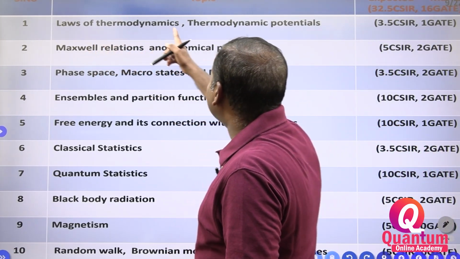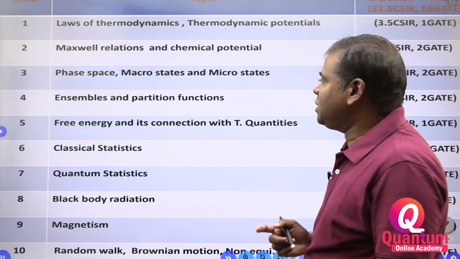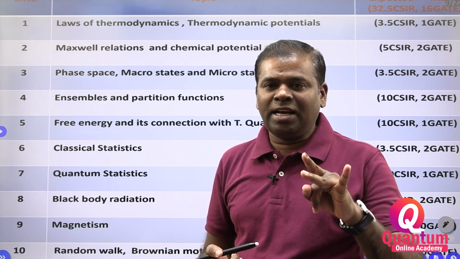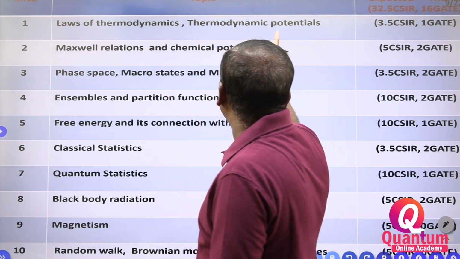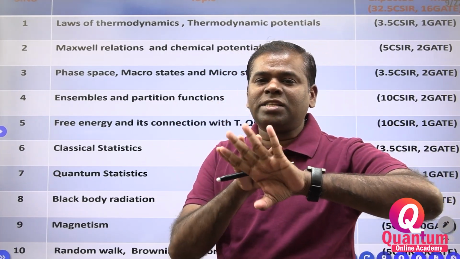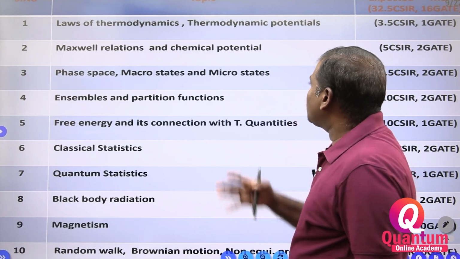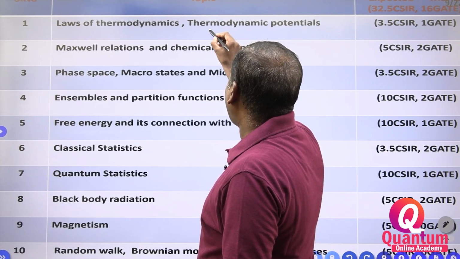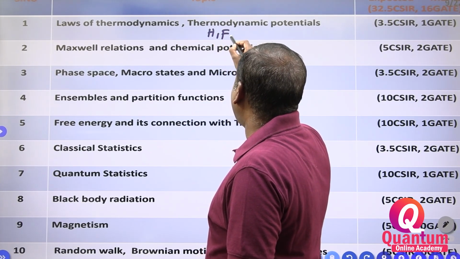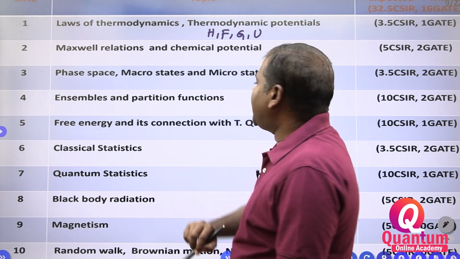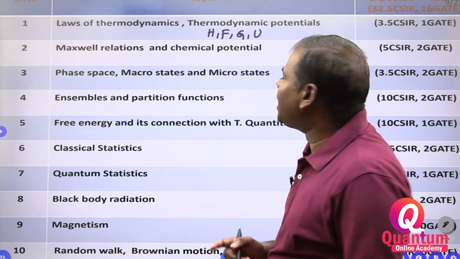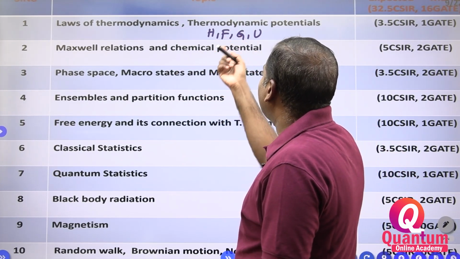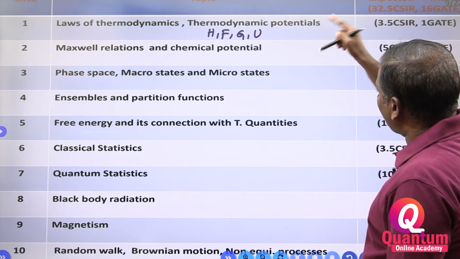First, you see the laws of thermodynamics and thermodynamical potential. How many laws are there? 3 laws are there: zeroth law, first law, second law, and the third law also now exists. Thermodynamical potential, how many potentials are there? 4 potentials are there. What potentials are there? Enthalpy, Helmholtz free energy, Gibbs function, internal energy. Among these 4 potentials, the 4 thermodynamical Maxwell relations and chemical potential are also included.